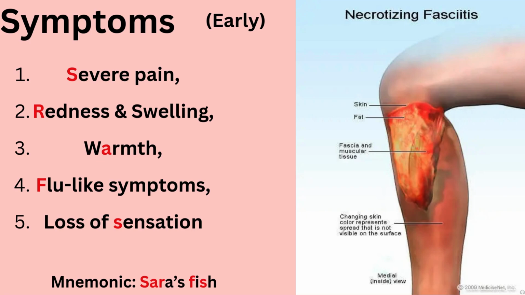Now, in order to remember, I created for you a mnemonic that will help you to remember the early symptoms of necrotizing fasciitis, and that is the Sarah's fish. Sarah's S stands for severe pain, A stands for warmth, R stands for redness and swelling, F stands for flu-like symptoms, and lastly S stands for loss of sensation. I hope it's easy for you right now.